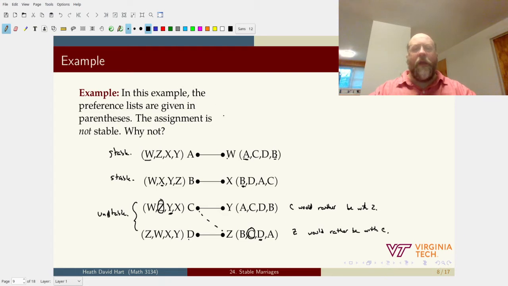And so if we were to assign these four marriages, this would not be a stable assignment, because C and Z would leave their partners because they prefer each other instead. Okay? So it's mutually agreeable among C and Z. It's not so mutually agreeable among Z and D and Y. Y would rather be with C, and D would rather be with Z, but they don't have any say in the matter. That's the idea. All right.